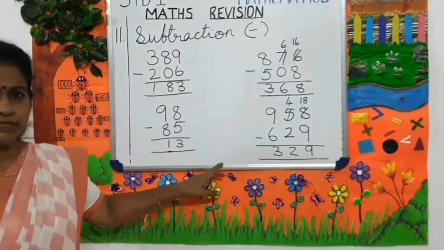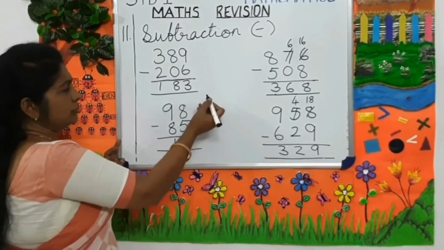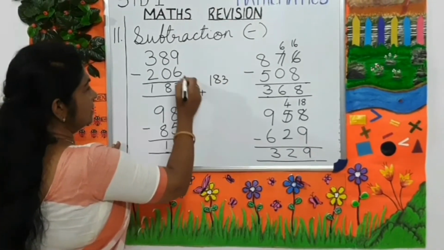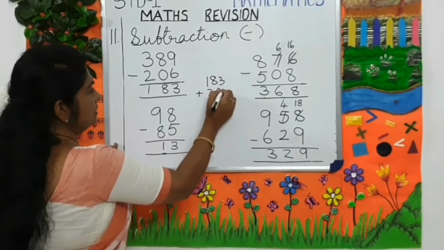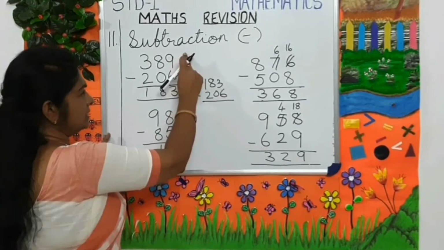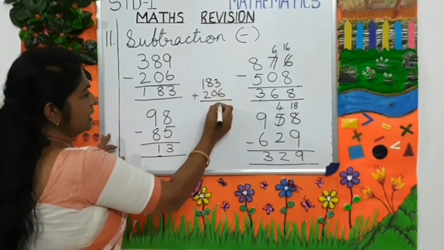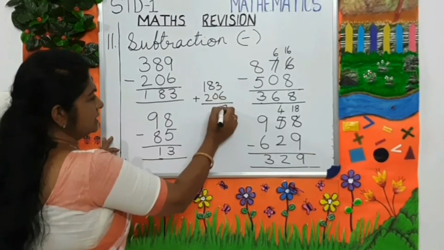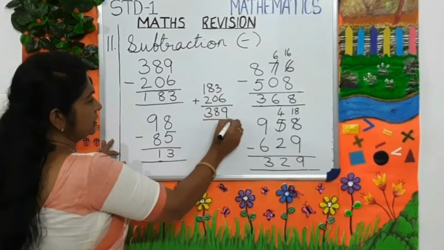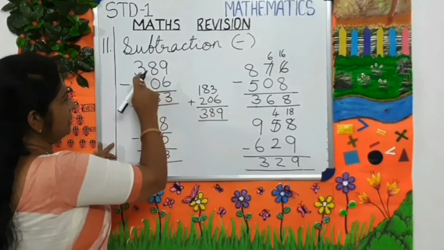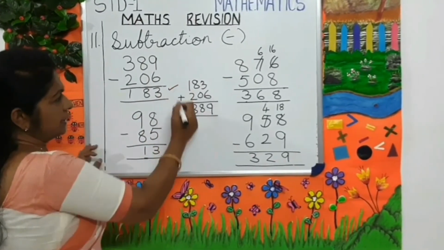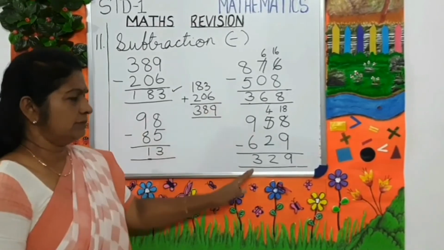If you want, you can check the answers also. What you have to do? The answer 183 plus the second number 206. Then when you add it, you should get the first number, the biggest number. If you are getting it, then your answer is correct. 3 plus 6, 9. 8 plus 0, 8. 1 plus 2, 3. So you got here 389 and the first biggest number is 389. So your answer is correct. You can check it with all these numbers.